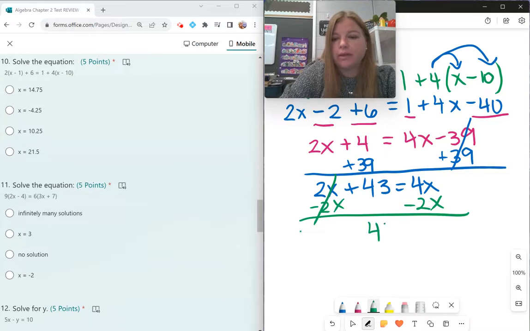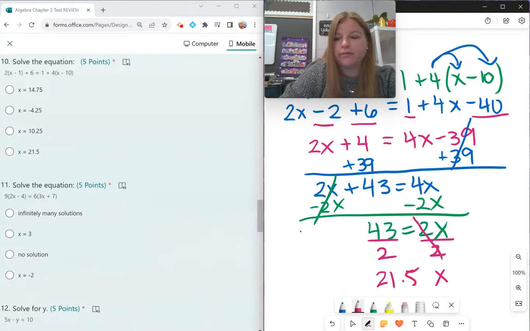I then get 43 equals 2x. 2 and x are side by side, so I need to divide, and I end up getting 43 over 2, which is 21.5.